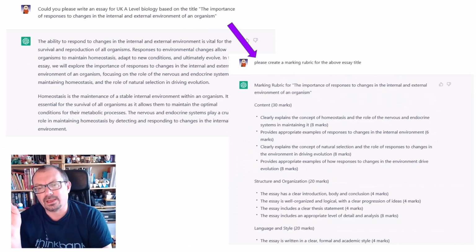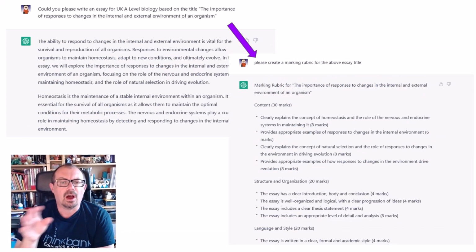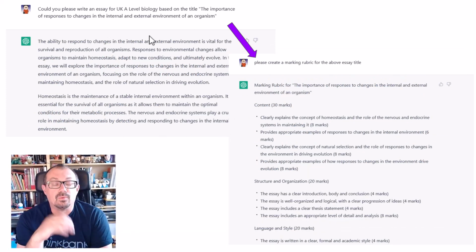I then thought, let's go big, so let's go into A-level, and I said, right, I want you to write me an essay for A-level. Here's the title, off you go. And it wrote me an essay, which looked quite good. I then asked it to please create a marking rubric for that essay, and it gave me a full mark scheme: 30 marks, 20 marks, 20 marks, and so on.